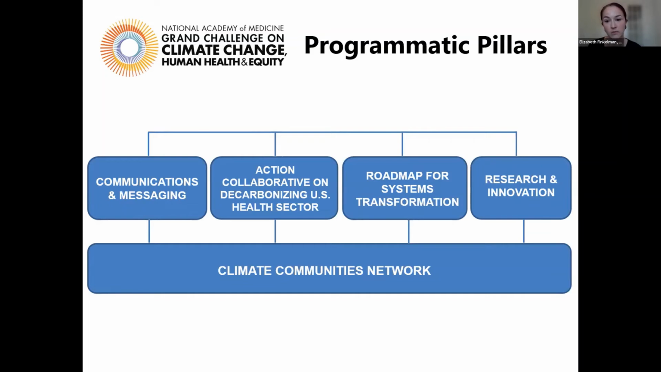So we see significant opportunities to leverage our neutral convening capacity to bring together funders from across the federal government, as well as the private sector, both here in the US and globally, to identify opportunities for accelerating research funding and investment in this space, and to help coordinate and guide a strategy for doing so.